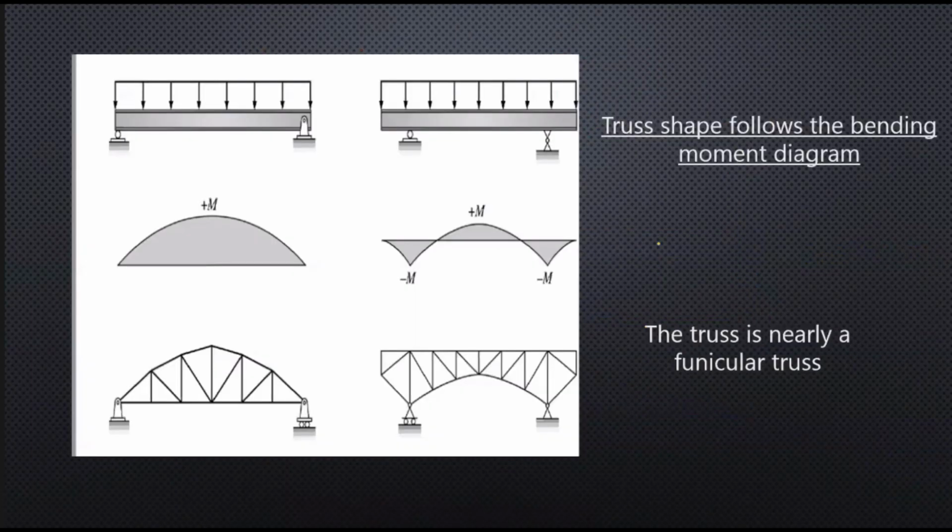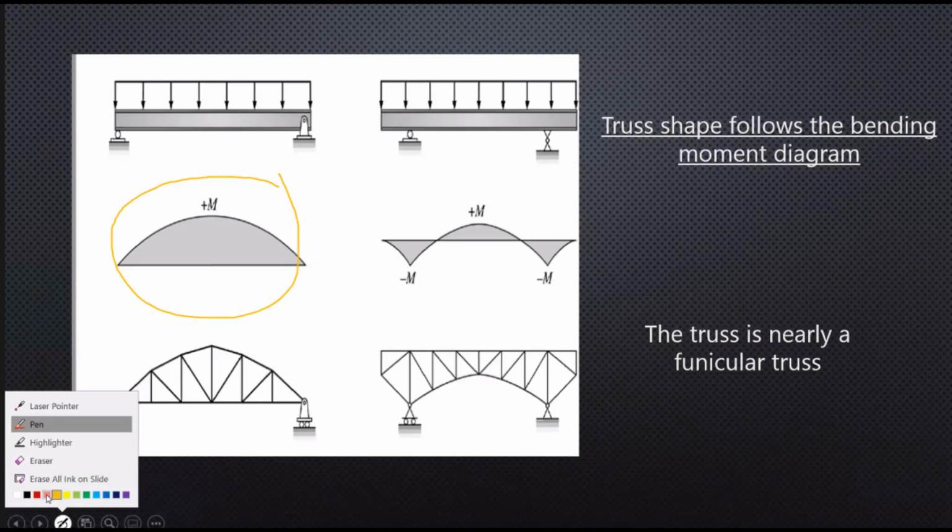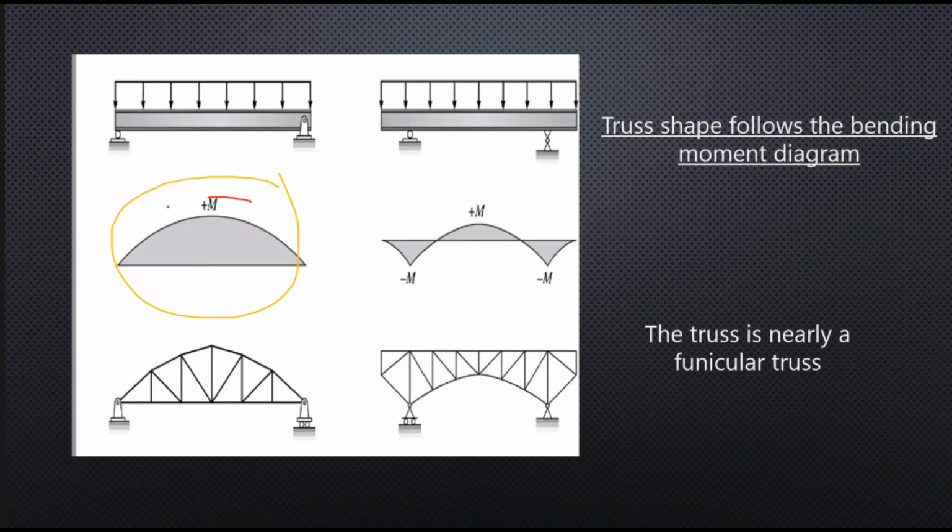Now, one more thing to prove, which I will show you in a minute. This is my bending moment diagram. I'll try to change the color. So this is my bending moment diagram, and my corresponding truss form is like this. This truss form follows the bending moment diagram. So we nearly come to what is called a funicular truss. What is a funicular truss?